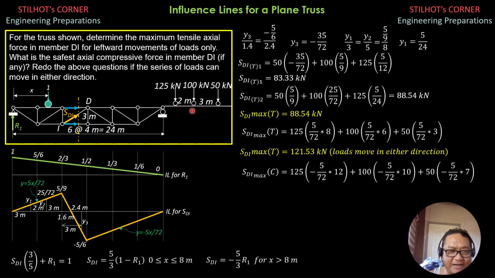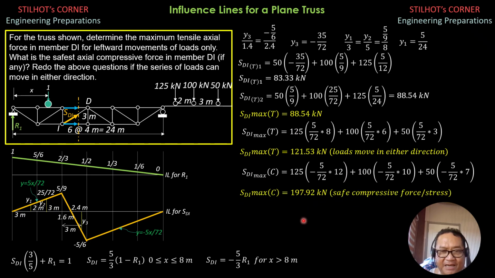So next is 100, 2 meters nearer from this end. So 12 minus 2 is 10. So 100 times negative 5 over 72 times 10. Then plus 50, 3 meters closer to the 0 end. So that's why 10 minus 3 is 7. So 50 times negative 5 over 72 times 7. Computing, SDI max is equal to 197.92 kilonewtons. This is the safe compressive force or stress of member DI.